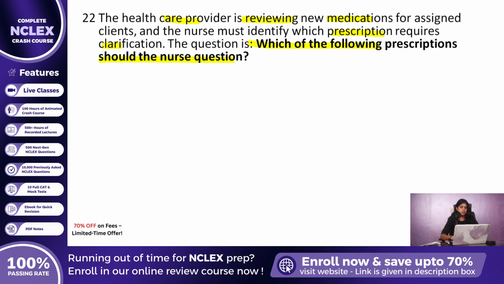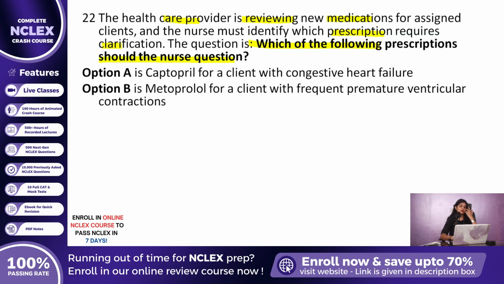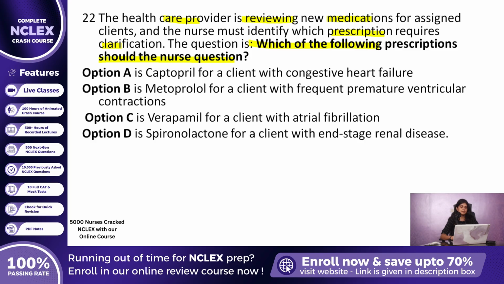Here are the options. Option A is captopril for a client with congestive heart failure. Option B is metoprolol for a client with frequent premature ventricular contractions. Option C is verapamil for a client with atrial fibrillation. And option D is spironolactone for a client with end-stage renal disease. The correct answer is option D, spironolactone for a client with end-stage renal disease.